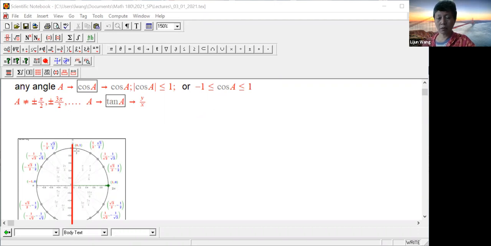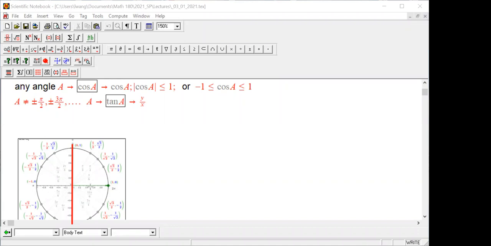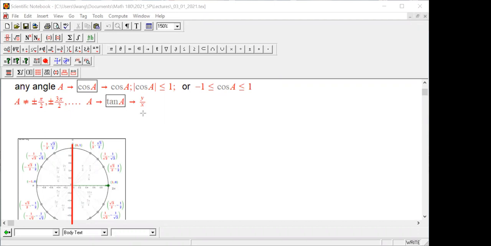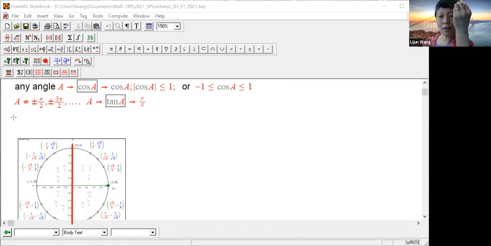So the angles cannot be pi over 2, cannot be 3 pi over 2, but you understand, remember ARD? The angles are measured. How are the angles measured? The angle could be measured counterclockwise, clockwise, as many times, as many circles as you want. So there are many, many angles that this input cannot be for tangent. You follow me? So how can you use one algebraic expression to express all of them?